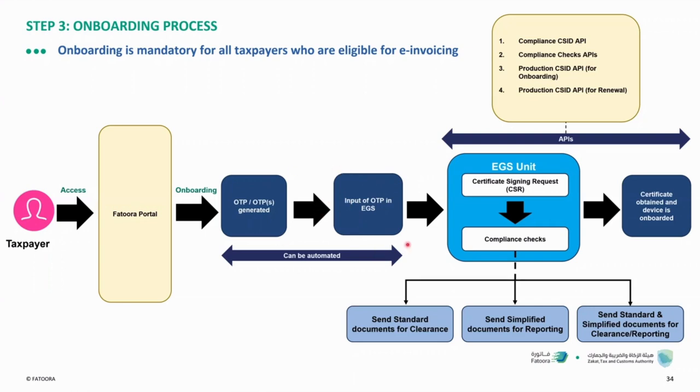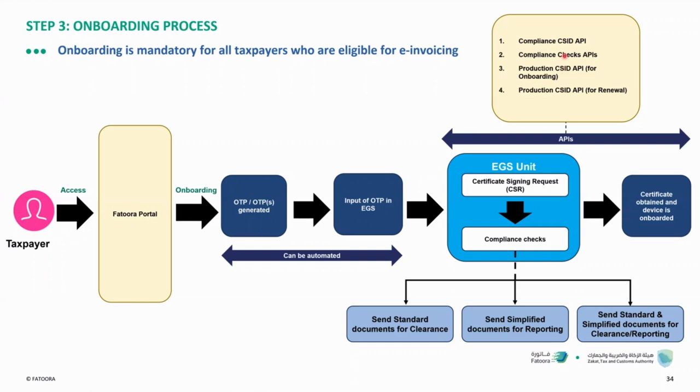Once you have done this step, you're going to use the steps that we have seen previously in the integration sandbox. Basically, you need to generate the CSR, and then go through some compliance checks, meaning that you need to send a sample standard document for clearance if your device is creating standard invoices. For simplified, we're going to do the same. And if your device is doing both, meaning it will generate standard and simplified invoices, then you need to send a sample for each one. Once the compliance check is done, we're going to have a certified device, so the certificate will be obtained and the device will be considered onboarded.